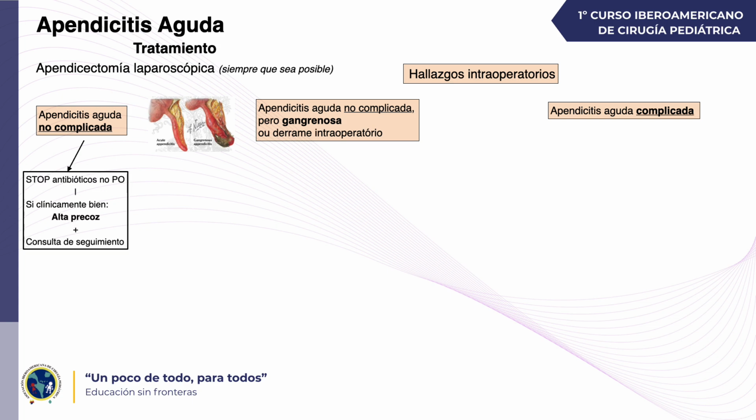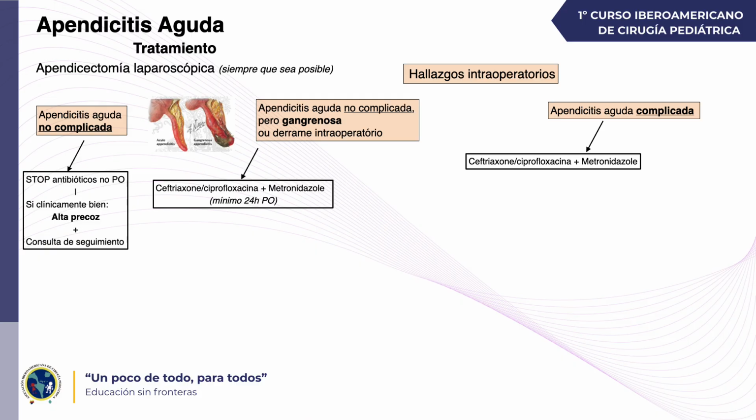In our experience, in uncomplicated appendicitis, we stop the antibiotics after surgery. Many children can be safely discharged within 24 to 72 hours if they are clinically well, the surgery was very linear, with no complications, and the appendix was an early appendicitis. Those children normally go home in 1 to 2 days. If the appendix is gangrenous or if there is spillage during the surgery, we usually keep the antibiotics for at least 24 hours, usually with ceftriaxone and metronidazole.